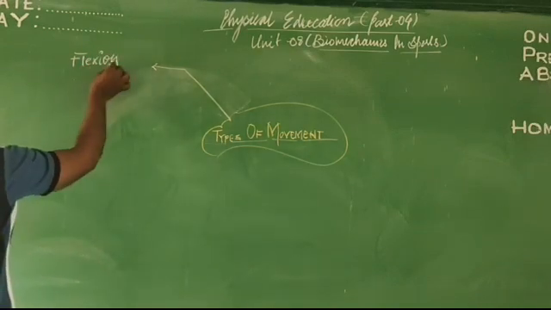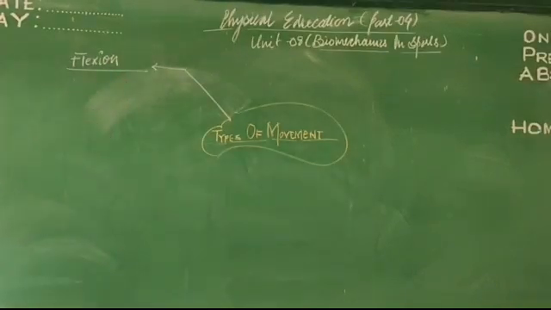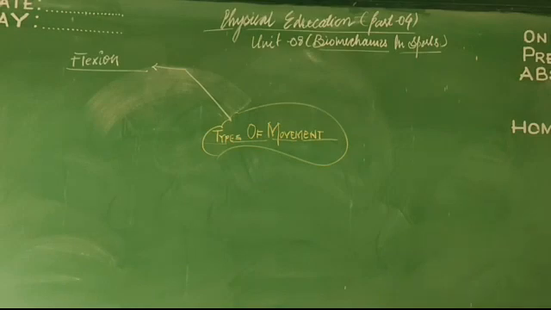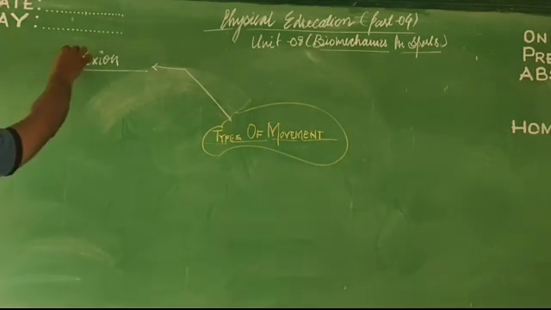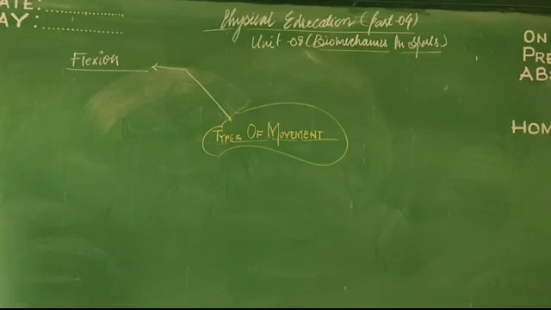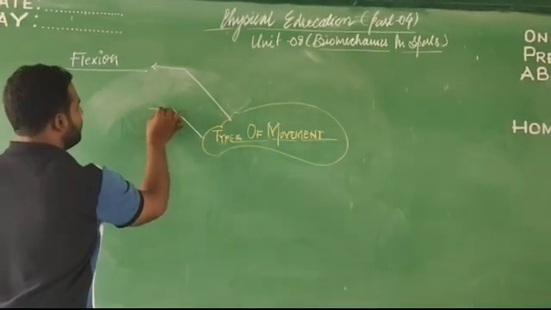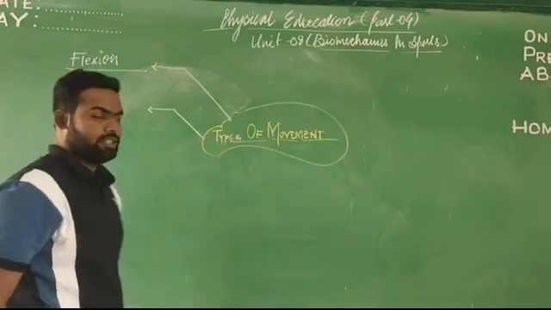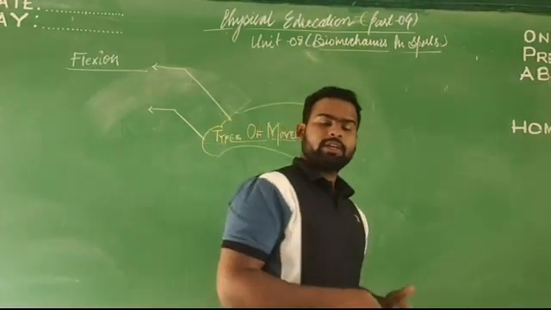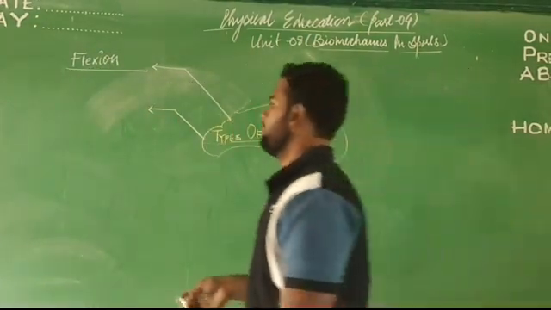Okay, what is the first point? The first point is flexion. That is point number 1. Now students, I think we should write the things properly first, then we can have a brief discussion about it. Flexion. The second thing is extension.